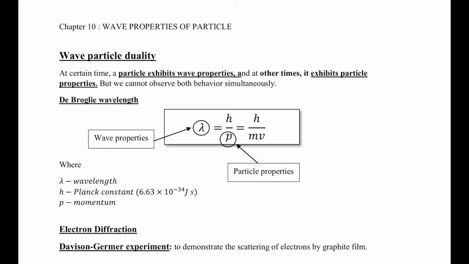Hi, so we're in chapter 10, wave particles are properties. In here, we're trying to prove that particles can also behave like a wave. Okay, macam mana nak tahu dia boleh jadi wave is just when they have a wavelength. Ada wavelength je, dia boleh jadi wave.